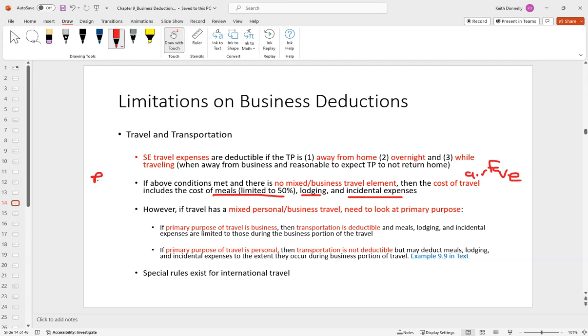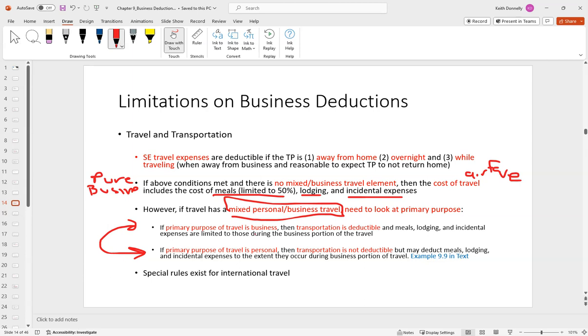So if it's pure business, right, and that's basically saying the entire trip, every single day you're there, you're working, you're doing this, you're doing that. If, however, it's mixed, the travel, then you need to look and say, what is the primary purpose of this trip?